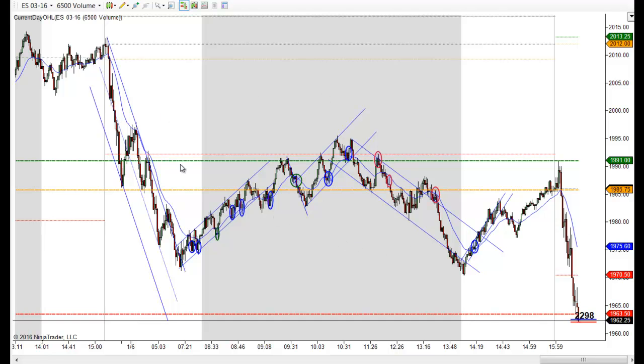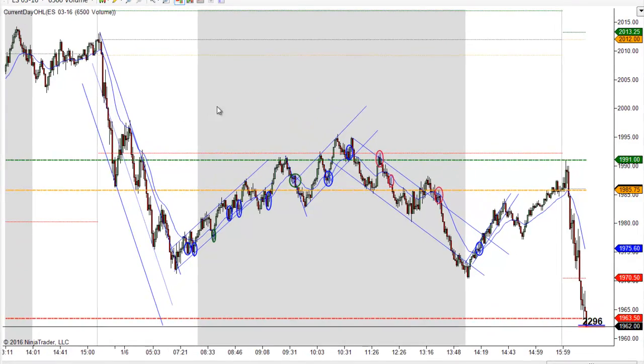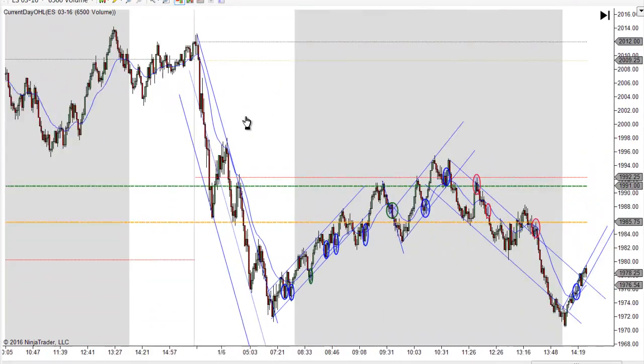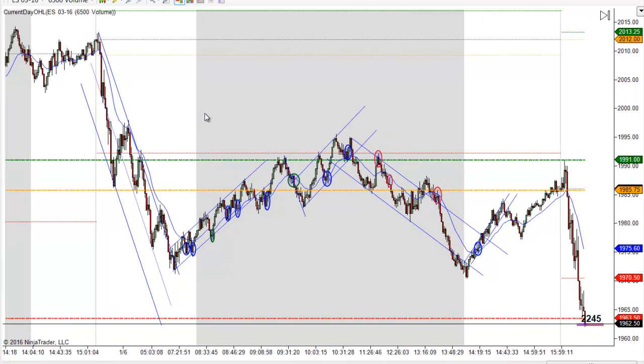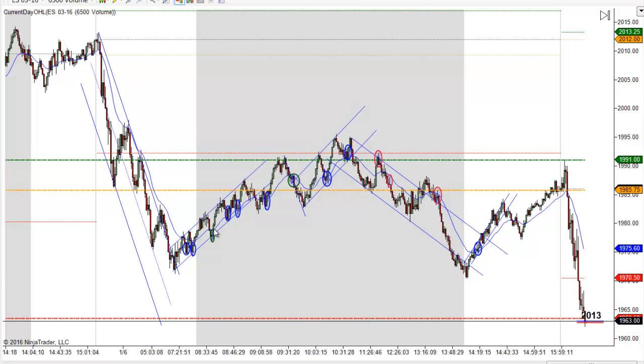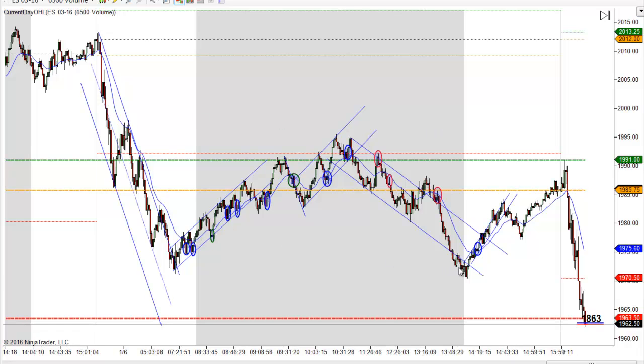You'll notice there's something new on here. You see the blue lines. Another trader sent me this indicator. It's a custom indicator, but basically what it does is it highlights the 8:30 open, and I have it set for 2 p.m., which is my cutoff time for trading.